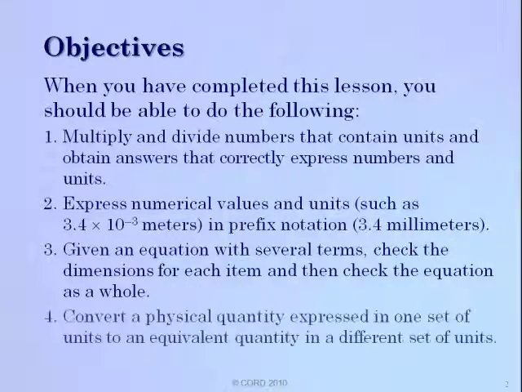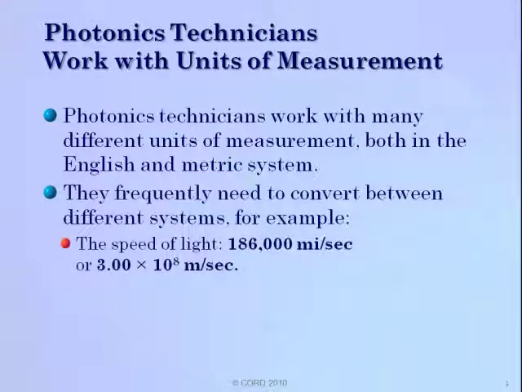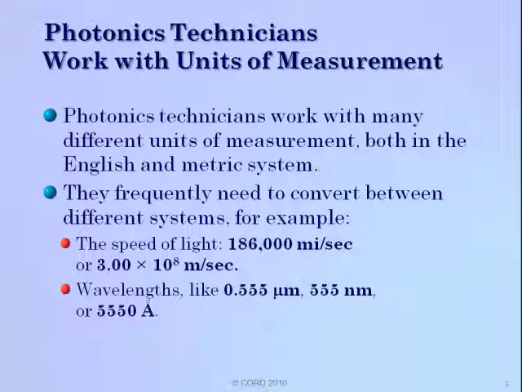And you'll be able to convert a physical quantity expressed in one set of units to an equivalent quantity in a different set of units. Photonics technicians are required to work with measurements that come in many different units, sometimes English, sometimes metric. They frequently need to convert between different systems of measurement. For example, the speed of light may be given as 186,000 miles per second or 3 times 10 to the 8 meters per second. Or you may encounter wavelengths of 0.55 micrometers or nanometers or angstroms.